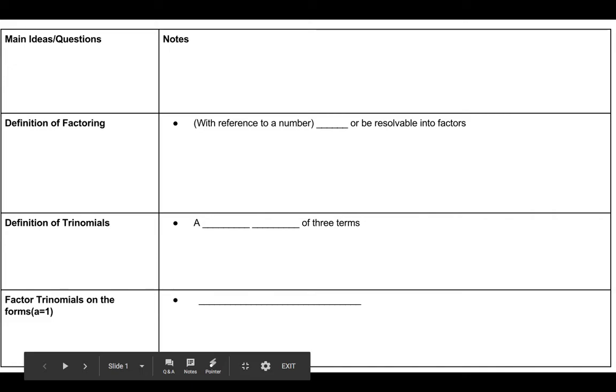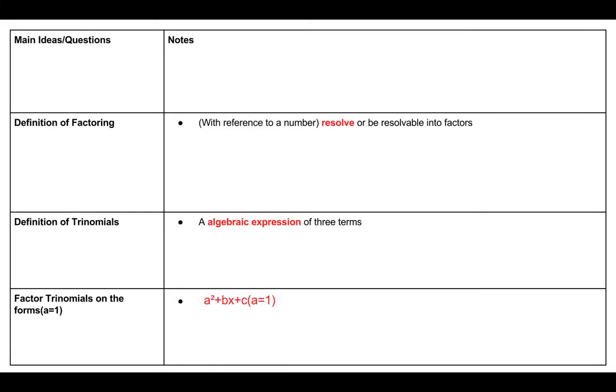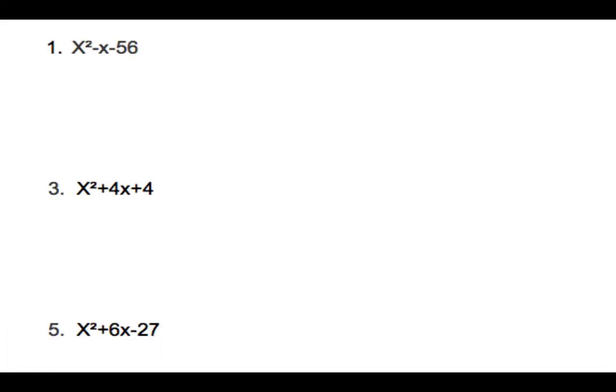We're going to be talking about factoring trinomials. The definition of factoring is to resolve or be resolvable into factors with reference to a number. The definition of trinomials is an algebraic expression of three terms. Factor trinomials in the form of ax squared plus bx plus c.